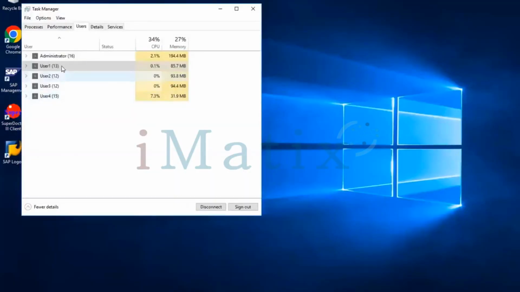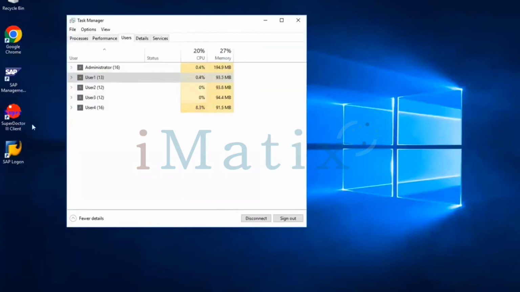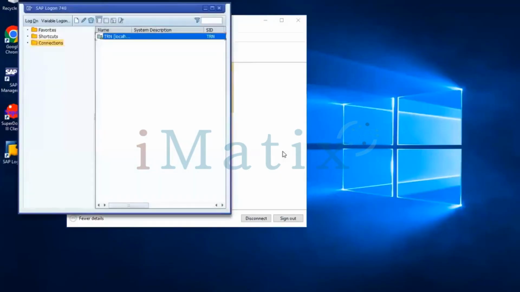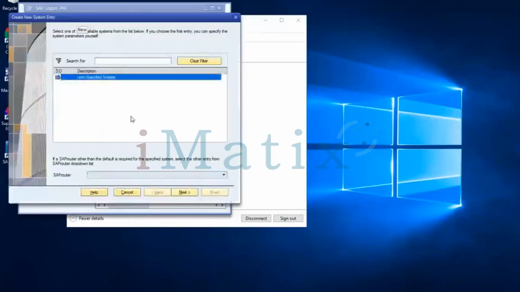On the connection step, what are we supposed to do? I am just saying user 1, 2, 3, 4 are all logged in. After that, you have to open SAP Logon. You open SAP Logon. We have SAP Logon, and then you can create. The Create button is there. New connection, Create button, then next, user specified system.